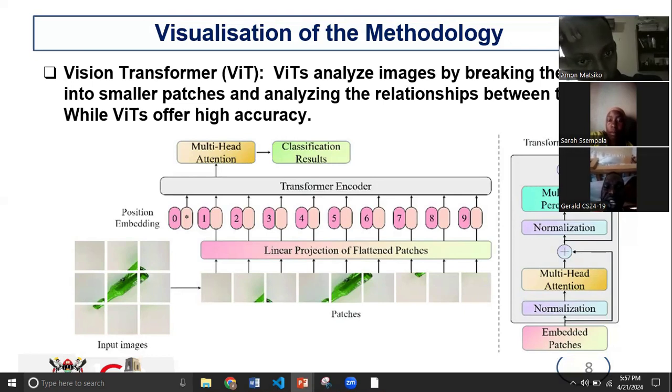For the visualization of the methodology, we use Vision Transformer to analyze images by breaking them down into smaller patches and analyzing the relationships between them. We can see we have our multi-head here and classification results. This is a transformer encoder where the images are transformed into patches. We input the images here at the left-hand side, and the images are processed by the encoder, which is then able to identify the images and classify them to give us the results.